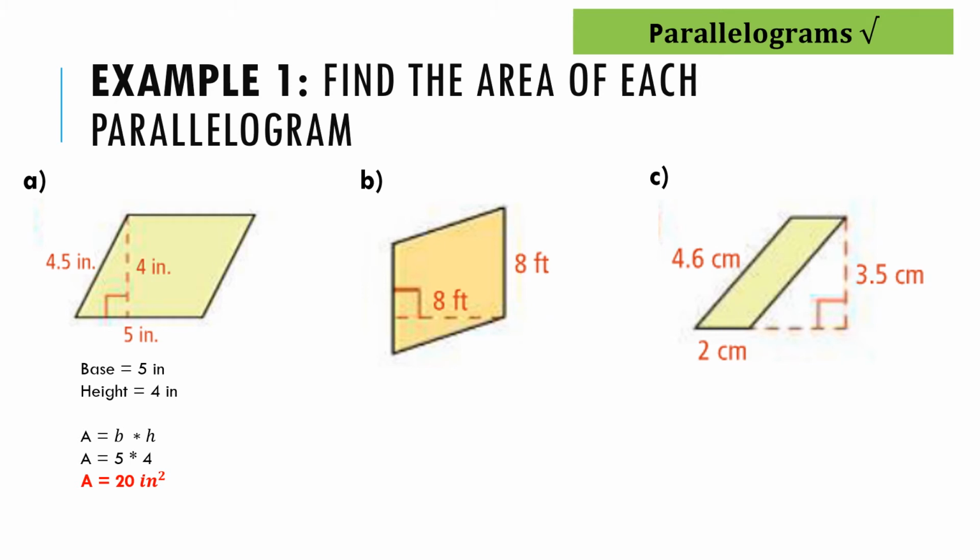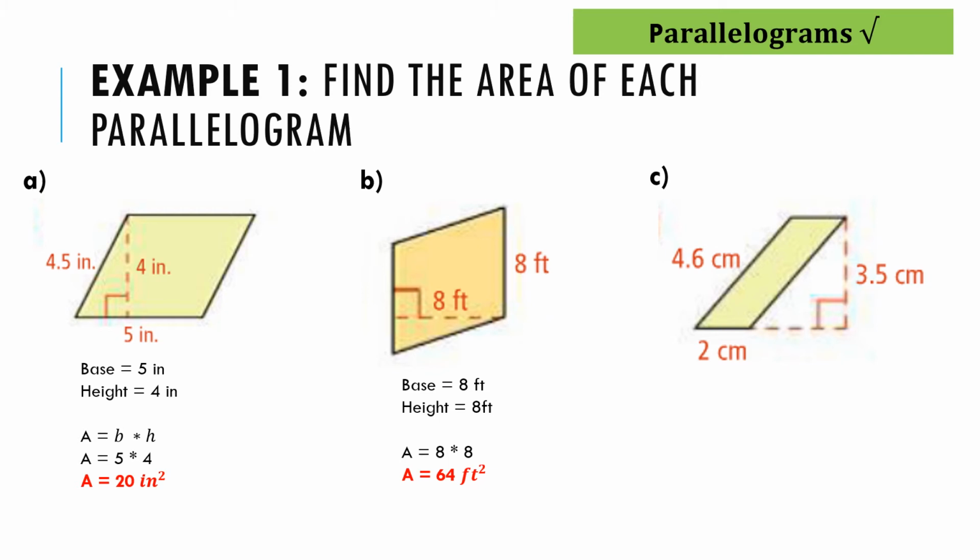On example B, 1B, our base is actually now going to be 8 feet, right? So this 8 feet is the height, and then this 8 feet is the base. It's kind of turned on its side. So our area is going to still be base times height, so we're going to get 64 feet squared. And notice that I'm still putting my units squared at the end there for my answer.